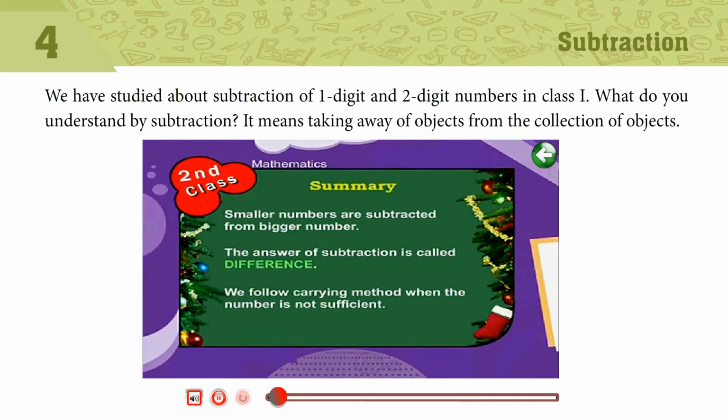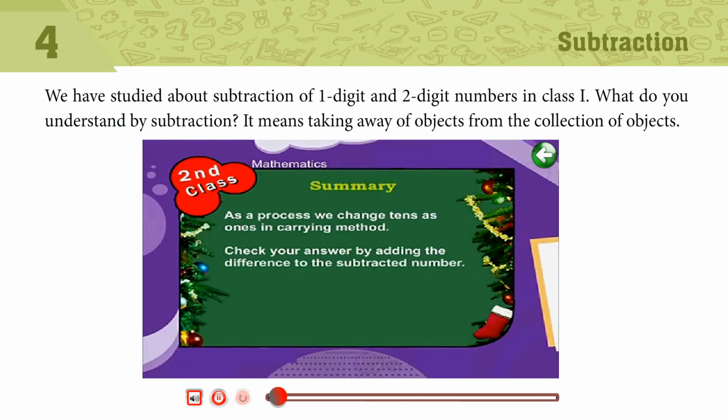Now let us summarize the points of subtraction. Smaller numbers are subtracted from bigger numbers. The answer of subtraction is called the difference. We follow carrying method when the number is not sufficient. As a process, we change tens as ones in carrying method. Check your answer by adding the difference to the subtracted number.